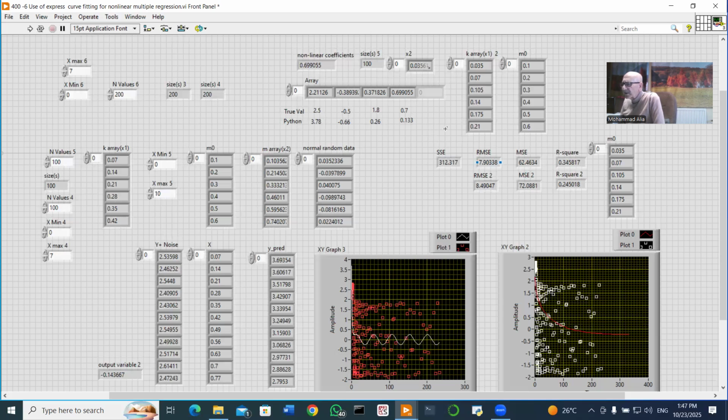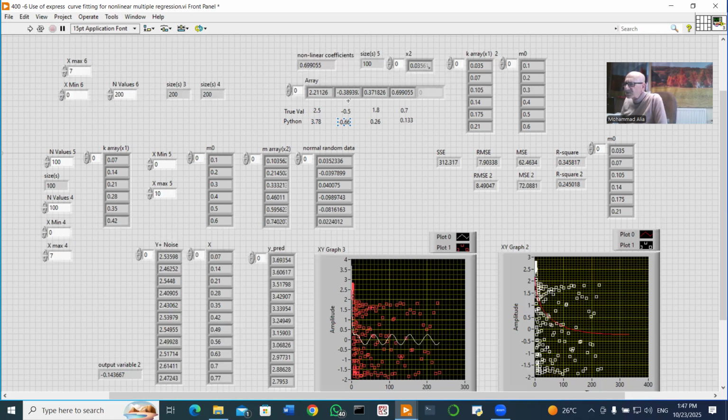Here I have summarized also the values again. These are the predicted coefficient values by this program. These are the values which were used by Python. And these are the values which were predicted by Python. So here, instead of 2.2, here we have 2.5. So our prediction in this case is better for this coefficient than Python. It is closer to the true value.